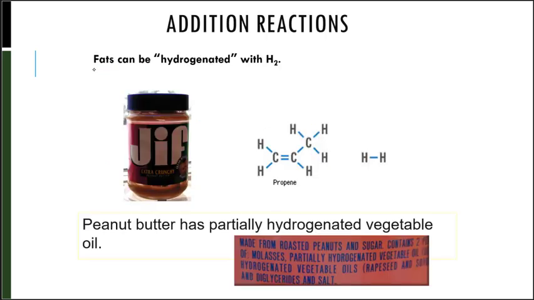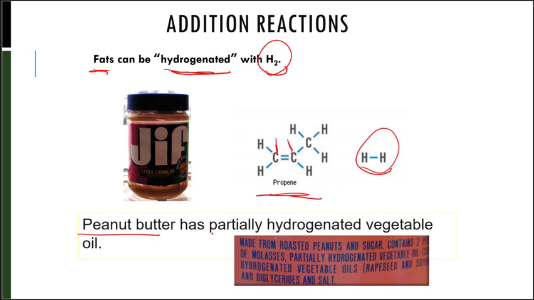Off of that carbon and off of that carbon is where those bromines will attach. The same is true when fats are hydrogenated with hydrogen. Here I have propene. Again, it's going to take where that double bond is, break that double bond when I add H2 to it. So therefore, another H will come off of that carbon, and another H will come off of that carbon. Peanut butter has partially hydrogenated vegetable oil.